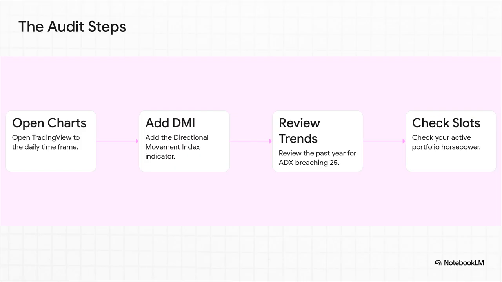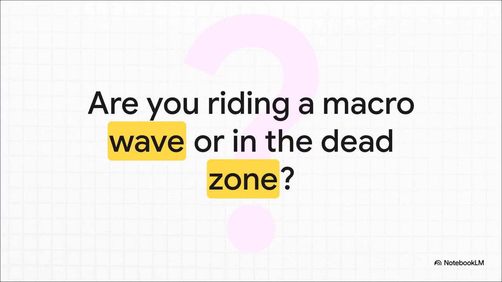You've got to stop trading weak, directionless noise and start aggressively filtering by trend intensity. I'm going to leave you with this final, provocative question to really challenge your current market positioning. Look at your holdings and ask yourself, is your active portfolio currently riding a mathematically validated macro wave, or is your capital slowly grinding to zero in the dead zone? Audit the horsepower, filter by trend intensity, and rule the cycle.